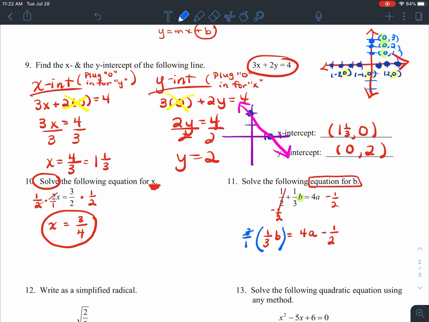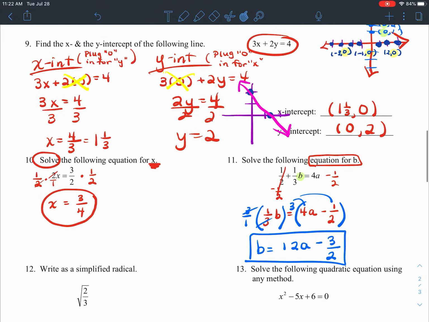Okay, so I'm going to multiply by 3. That's going to get the b by itself. Now here's where you have to be careful. There are 2 terms on the right side of the equation. Both of those terms need to be distributed, or need to be multiplied by 3. So we're going to distribute the 3 to both terms, and this is a much better looking answer.